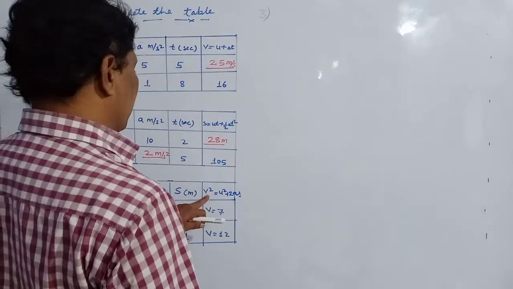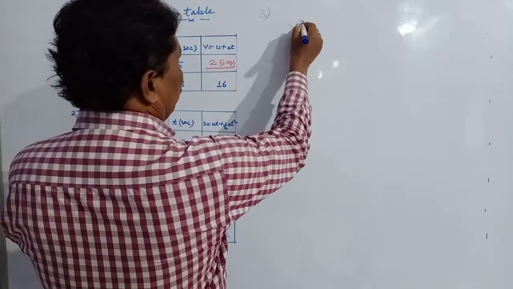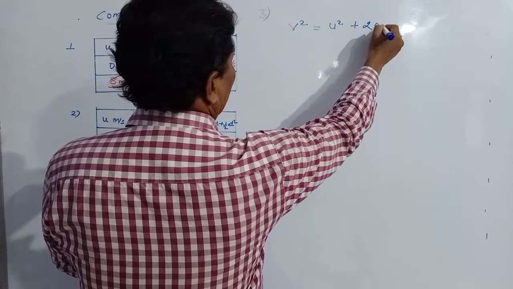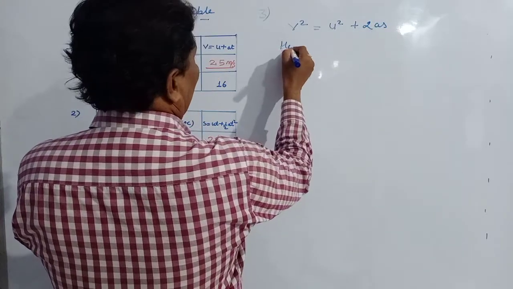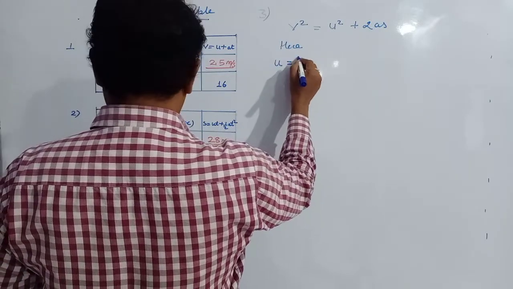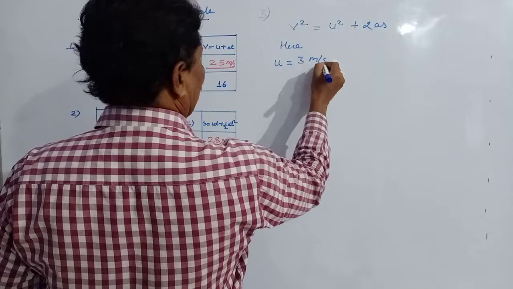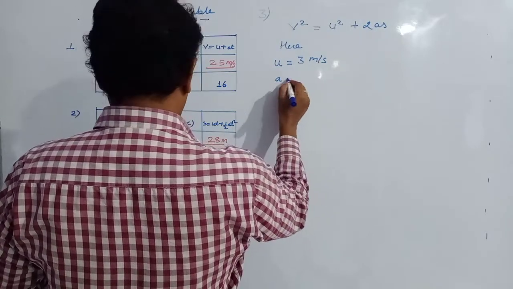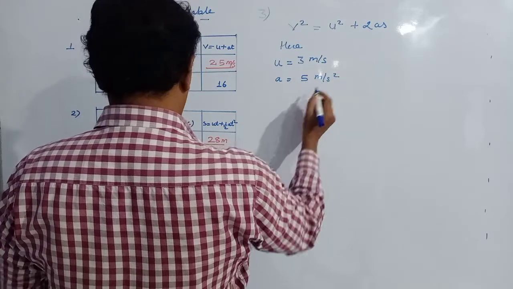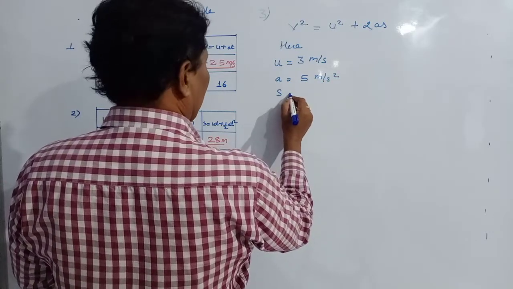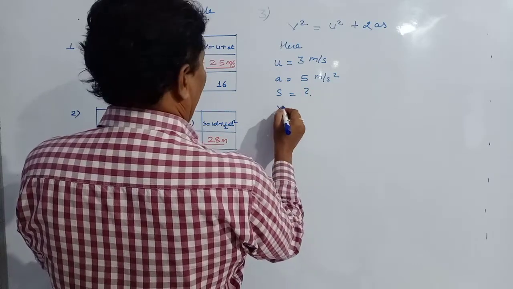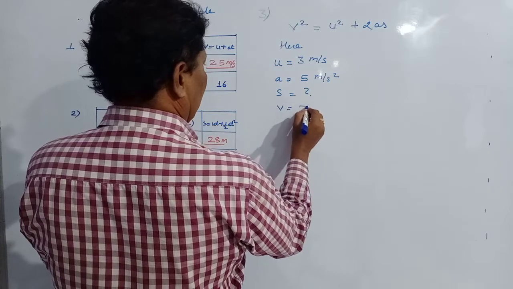The equation which is given to us is v square is equal to u square plus twice as. Here u is 3 meter per second. Acceleration is equal to 5 meter per second square. Displacement we have to find out, and v is given 7.